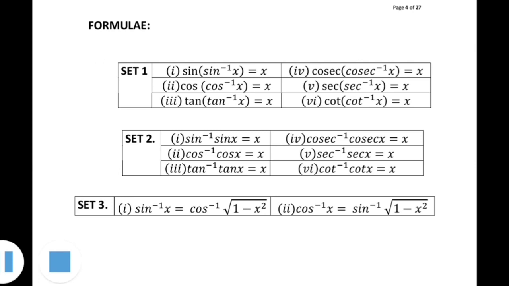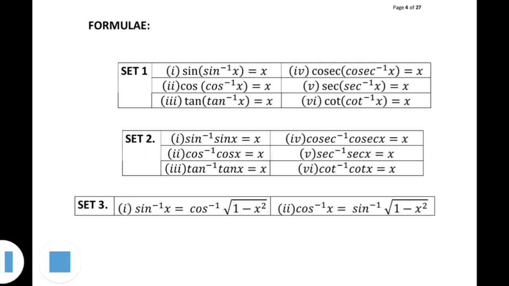Now the formulae. There are many formulae belonging to this chapter which are very useful in solving different types of problems. These formulae are arranged here in different sets regarding these types. These should be committed to memory so that at any moment when required we can recall them. So set 1. Sin inverse x equals x, cos inverse x equals x, tan inverse x equals x, cosec inverse x equals x, sec inverse x equals x, cot inverse x equals x.